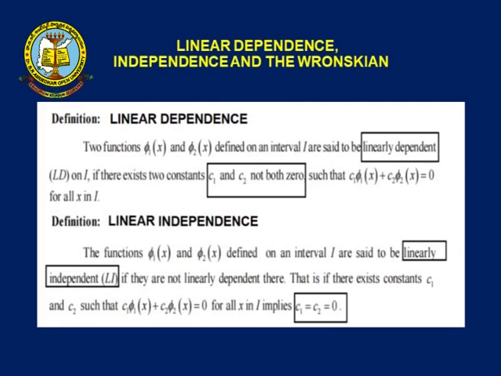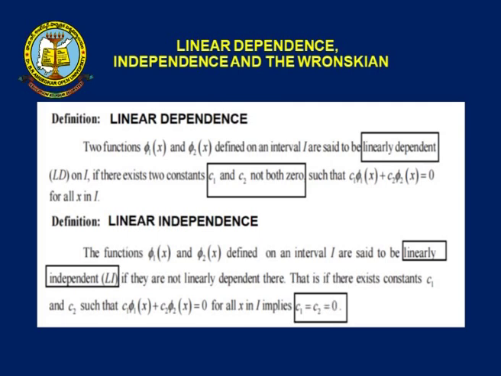Now, whether the functions phi1 and phi2 are linearly dependent or independent is what I want to say. For linear dependence, C1 and C2 are both not equal to 0. If C1 and C2 are not 0, then it is linearly dependent, as noted in the bracket. Linear independent means C1 phi1 of x plus C2 phi2 of x equal to 0 with C1 equal to C2 equal to 0. Both are 0, then it is linearly independent.